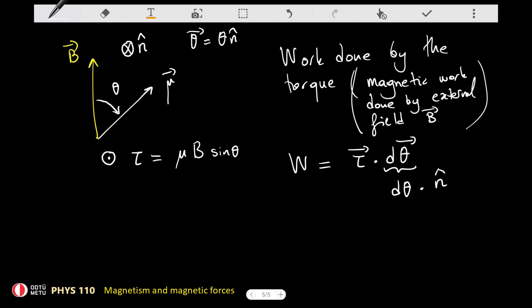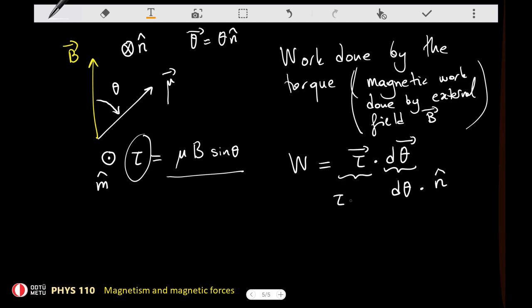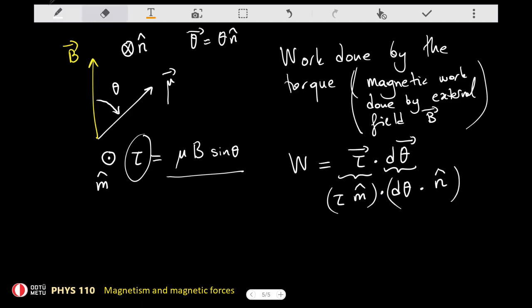And the torque is, well, torque has a component, tau, which is given in here, and its direction is in the out of the board direction. So I'm basically computing the out of the board component of this. So as a result, I'm taking the dot product of these two. So let me erase this extra dot in here, which is meaningless.